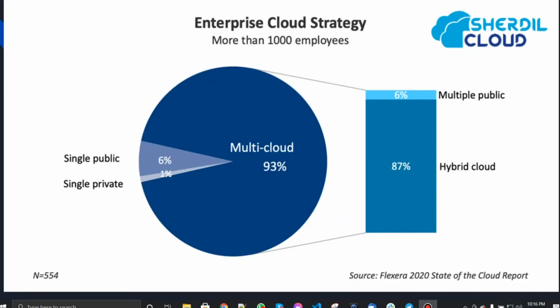Okay, now let's talk about the enterprise cloud strategies. 93% of companies are using multi-cloud. Why? Because if AWS goes down, definitely if you put the DR site in Google Cloud, it will help and it will secure your infrastructure from going down 100%, right?